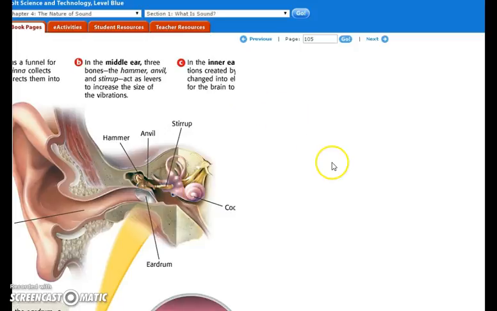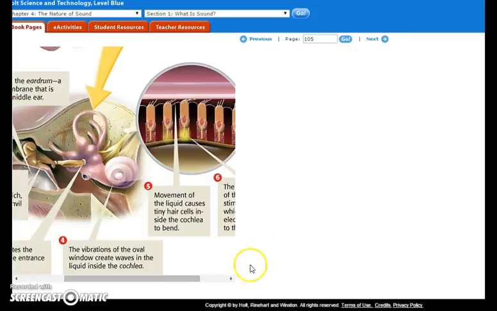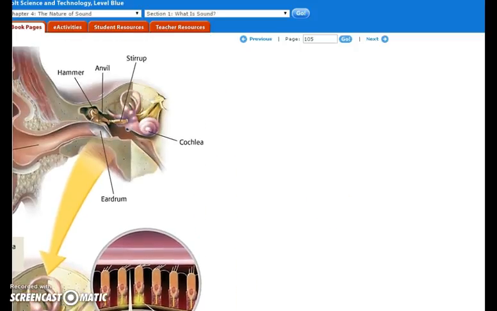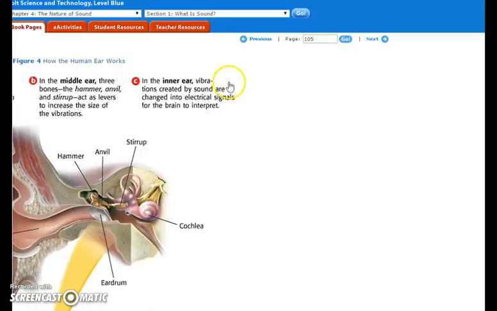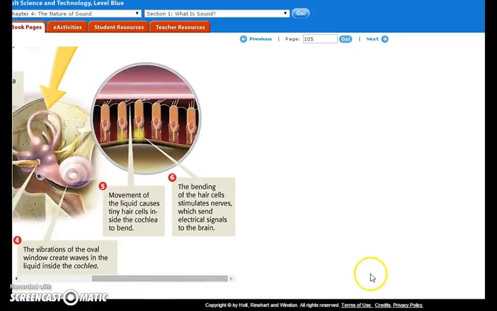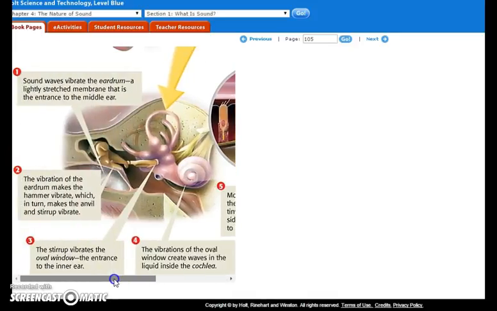And then we have the inner ear. Sorry, I have to move down a little bit again. The inner ear, where the vibrations created by sound are changed into electrical signals for the brain. So these bones bounce off the drum into the inner ear, where that sound is then converted into an electrical signal that can be sent to the brain so your brain can interpret it.